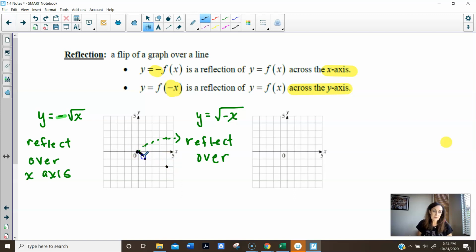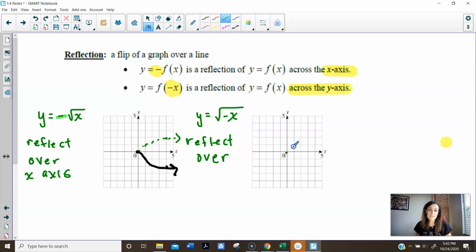And so here's our graph, and it's got a little bit more of a curve. It's hard to draw it with the pen, but here you go, and it looks something like that. So now let's look at the graph where the negative is inside with the function. If the negative is inside with the function, then we're going to reflect over the y-axis.